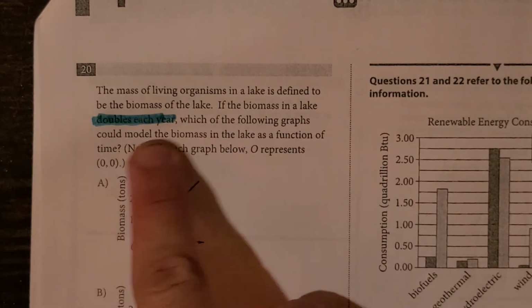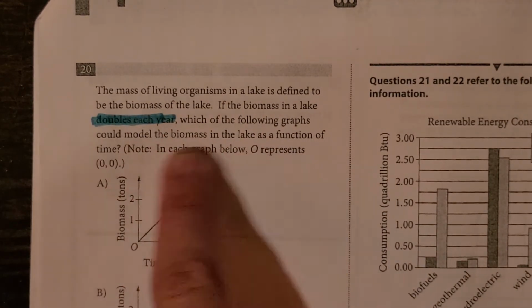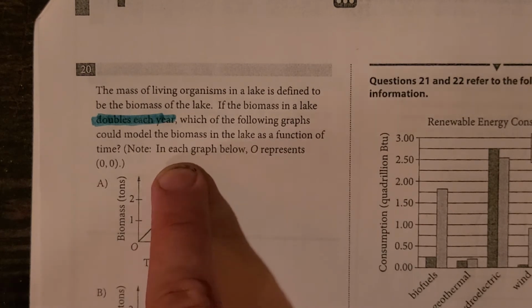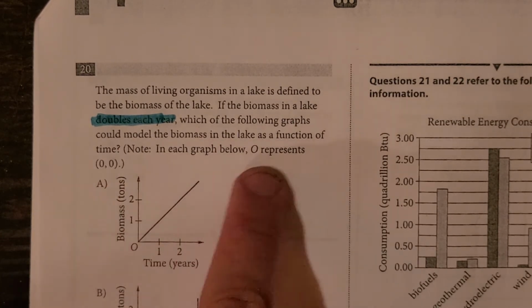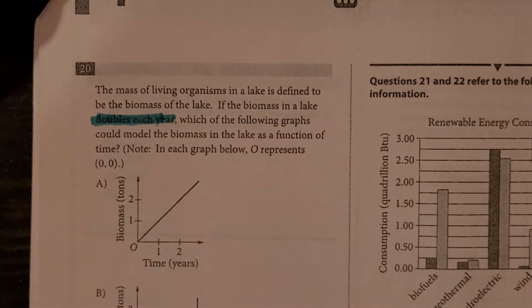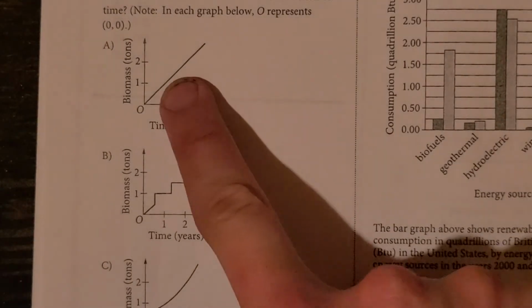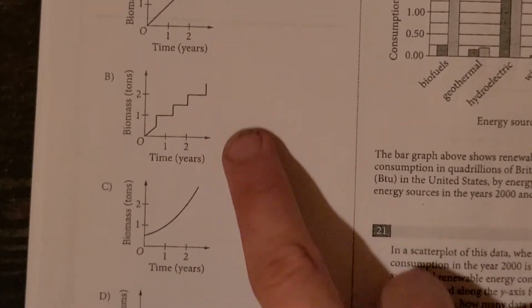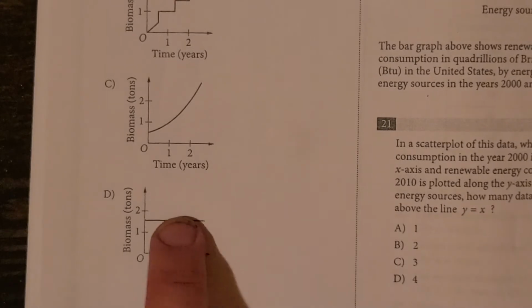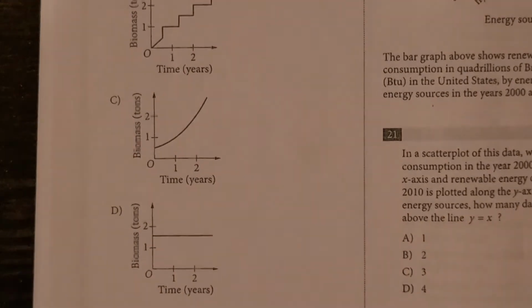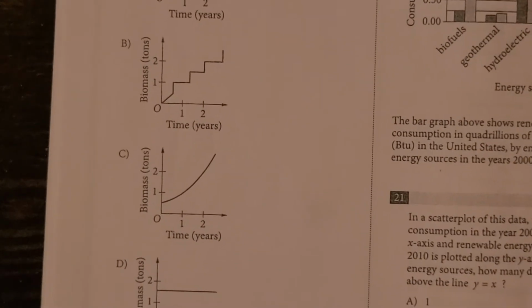All right, which of the following graphs could model the biomass in the lake as a function of time? Notice in each graph below, O represents 0, 0. It's kind of irrelevant information. So now you're looking at like a line, stairs, exponential, or flat line. So if it doubles each year, which one of these things are we talking about?